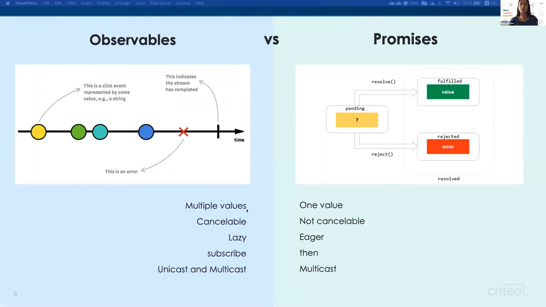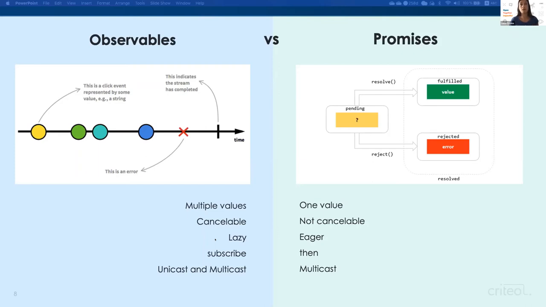Okay, so to compare the observable and the promises. The observable, as I said, has multiple values over a period of time. Promises have only one value, because at first they're in a pending status and then they can be either resolved or rejected with a single value. Observables have this great thing that they can be cancelable. So if we think about an HTTP request, we can cancel the HTTP request easily. They are also lazy. That means when we are creating an observable, the code is not executed right away. But with promises, the code is executed even though we do not attach any then handler afterward. With observables, on the other side, when we subscribe, this is when the code is executed.